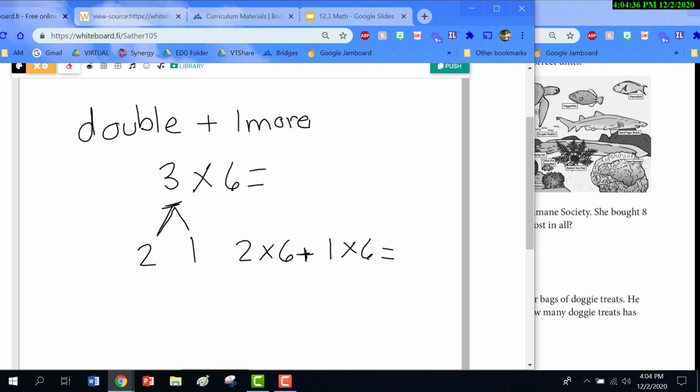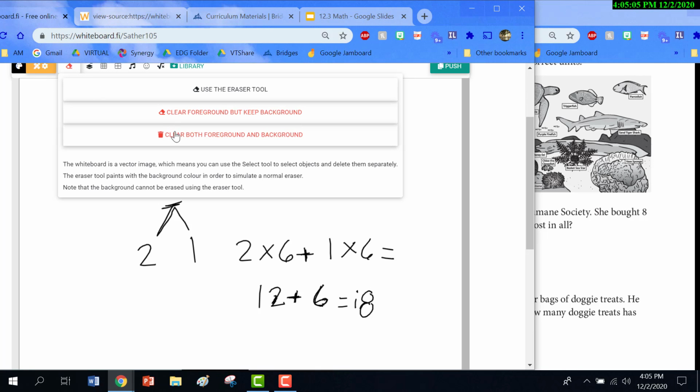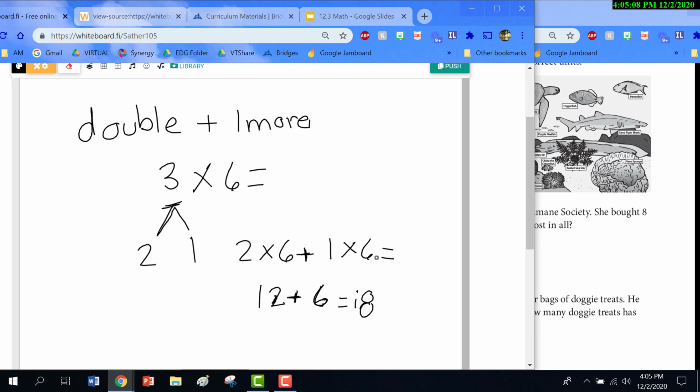2 times 6 we should know off the top of our head. 6 plus 6 is 12. Plus 1 more 6, because 1 times 6 is 6. You just have to count up from here. You have to just do your basic addition. It's going to equal 18. So it's just a double plus one more. So when you look at your 3's, you just double the number and then add one more of that number. So we doubled 6, which was 12, and then we just added one more 6 in. Might be a little bit confusing right now, but it'll get easier, I promise.